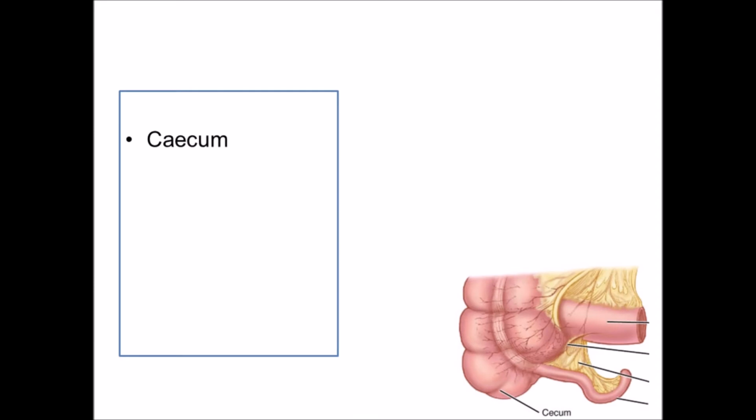Cecum is the asymmetrical sac which is furnished with the tinea coli and it lies at the commencement of large intestine. Length of cecum is 6 cm and the breadth of cecum is 7.5 cm. This is the only organ with more breadth than length.